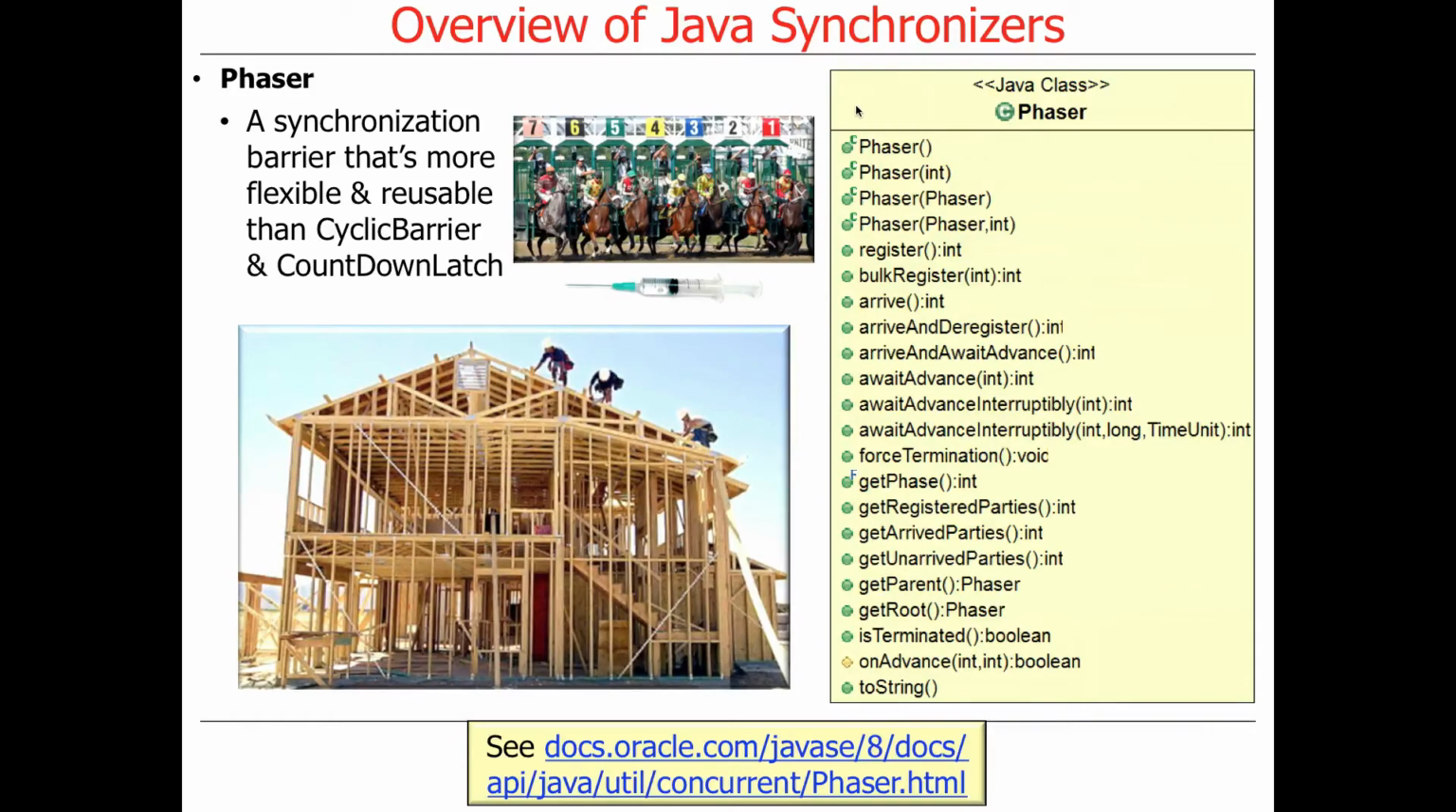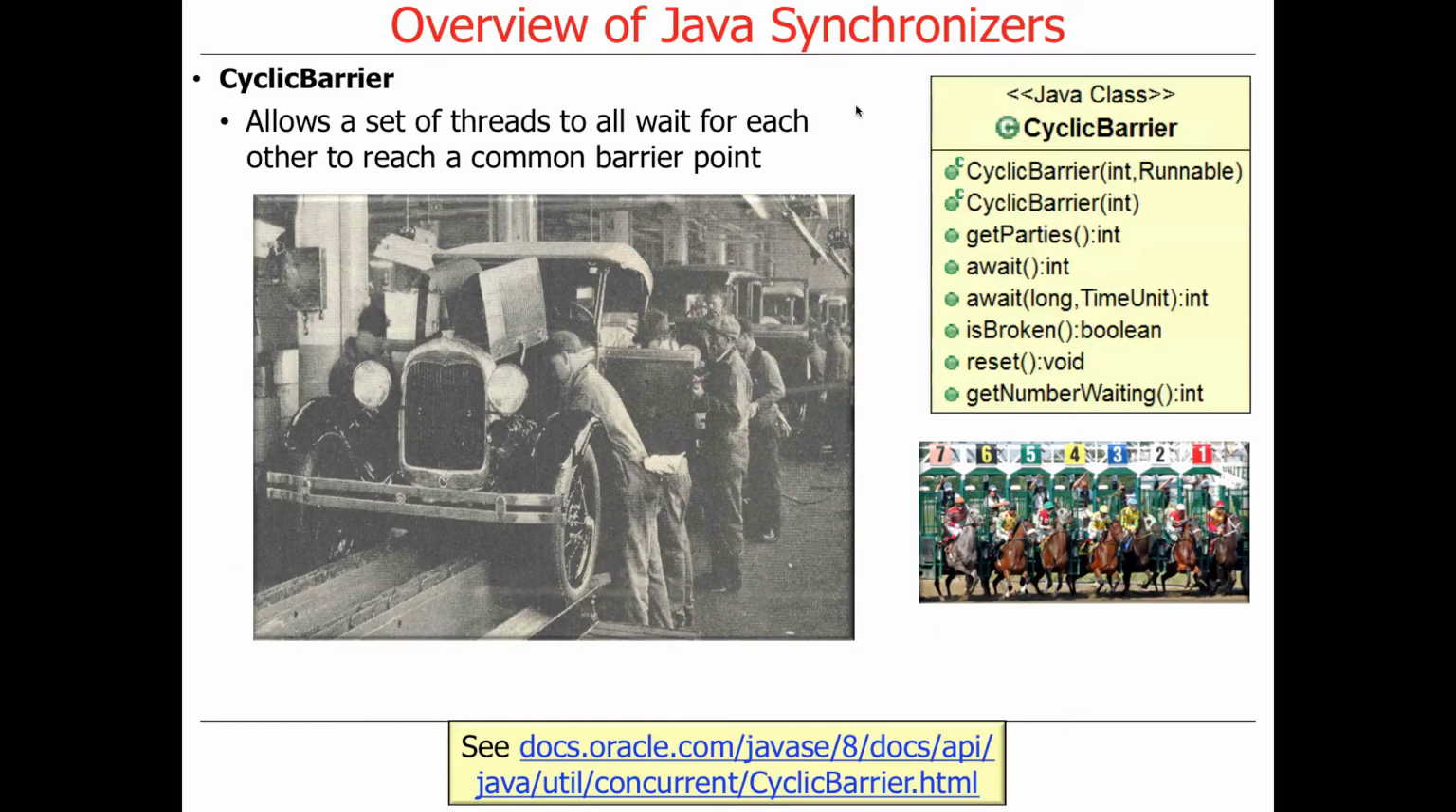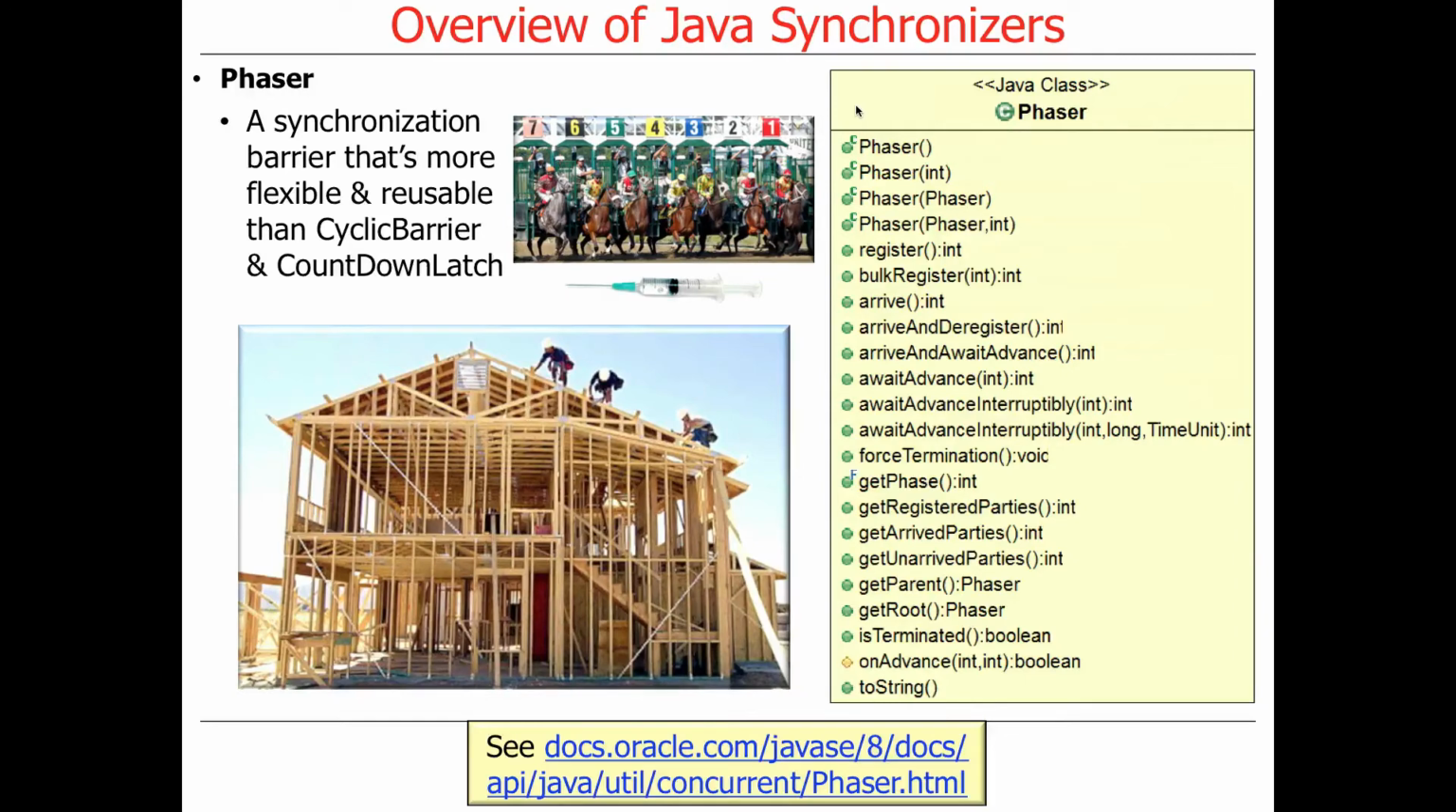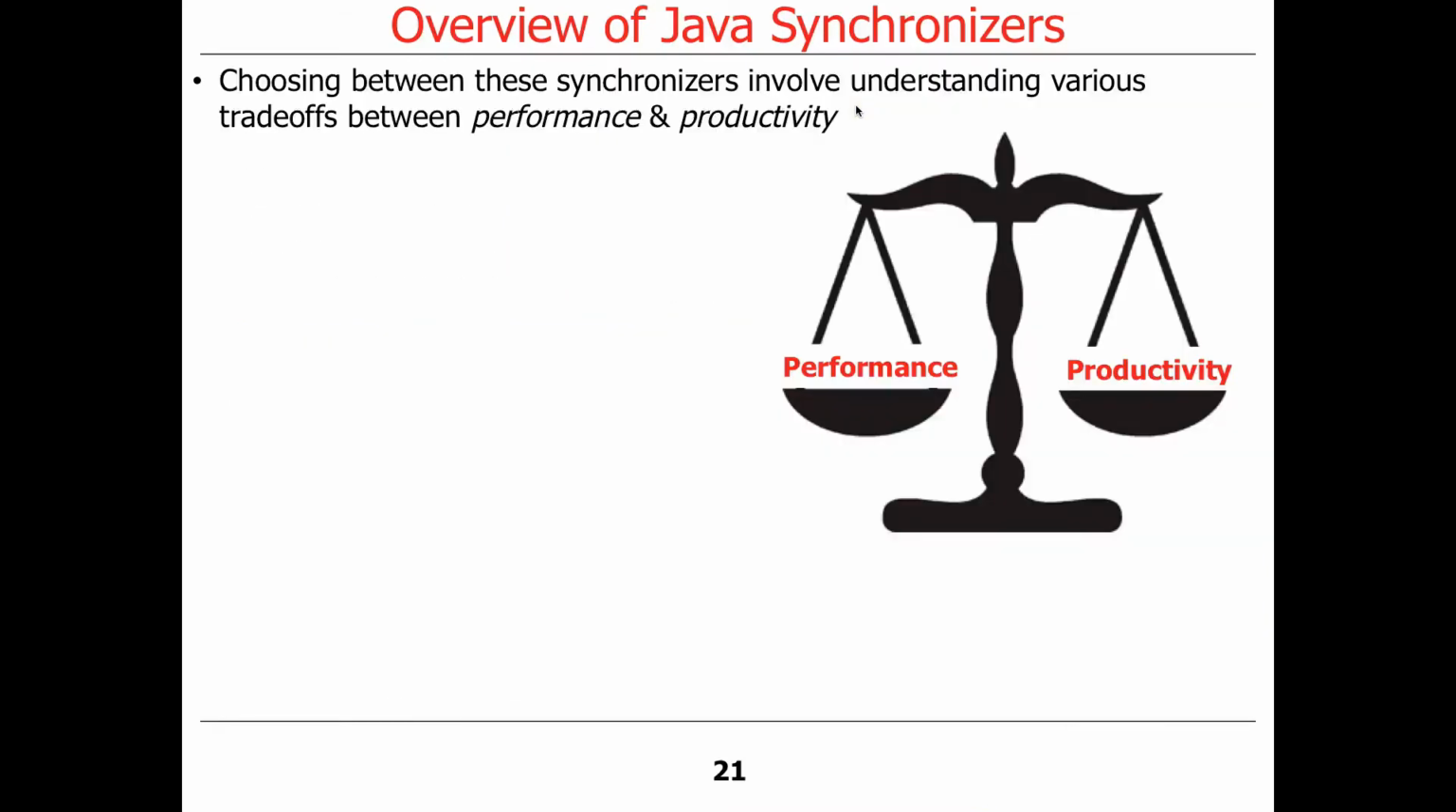The interface is a lot more interesting and advanced compared to this one, where there's really just one method. This one has a whole bunch of different methods, so it's more powerful, but it's also more complicated. So lots of different options. You'll get a chance to play around with almost all of these in this class in one way or another. And choosing between the different options really requires understanding trade-offs between performance and productivity.